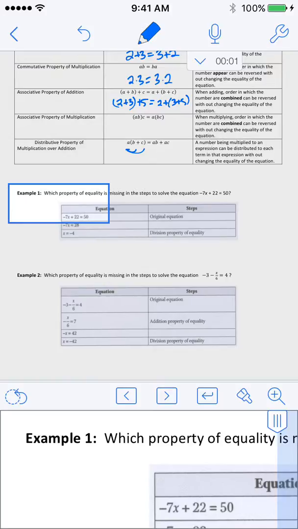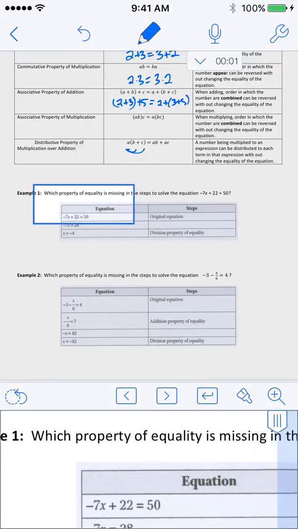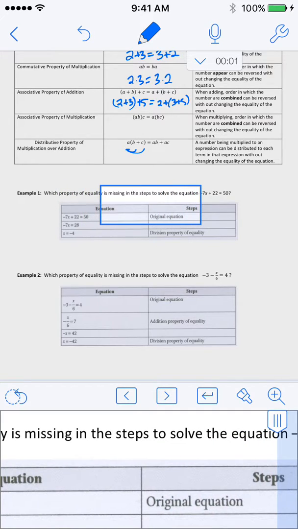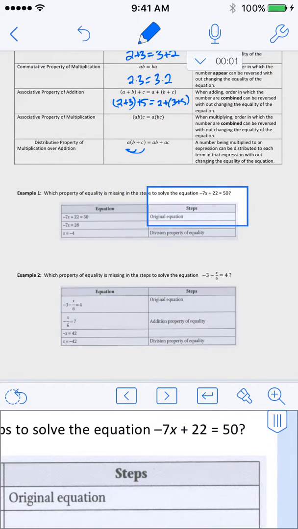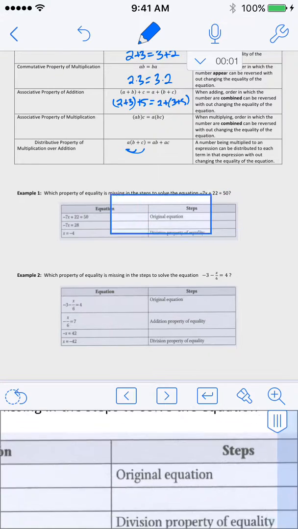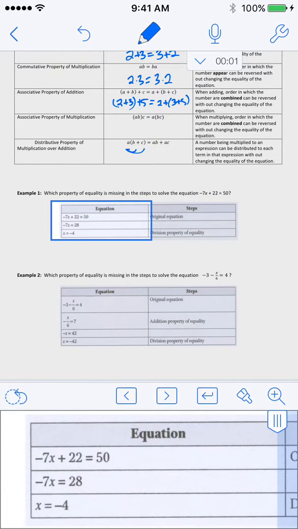All right, example number 1. Which property of equality is missing in the steps to solve the equation negative 7x plus 22 equals 50? Okay, so we've set up this table here. This is probably the stuff you've seen before, right? Okay, solve the equation. Sweet, moving on, right?